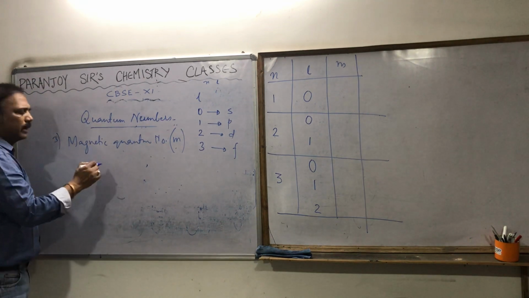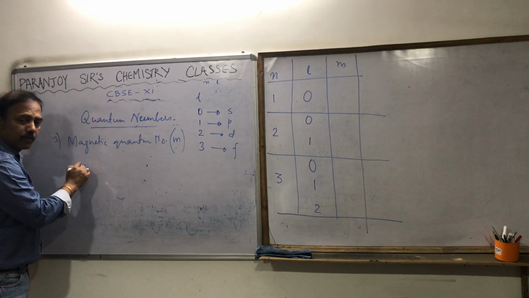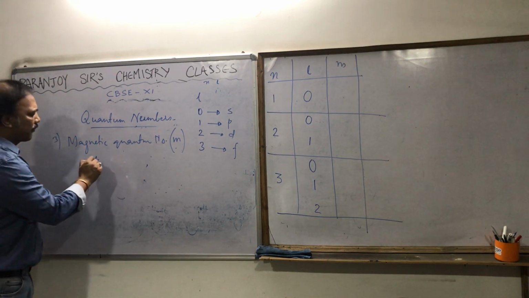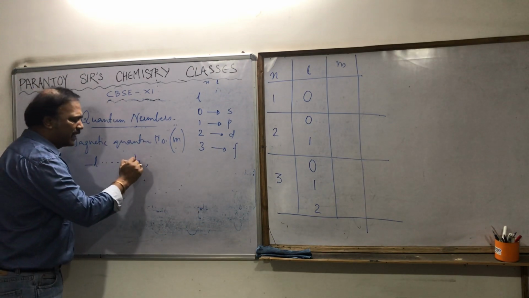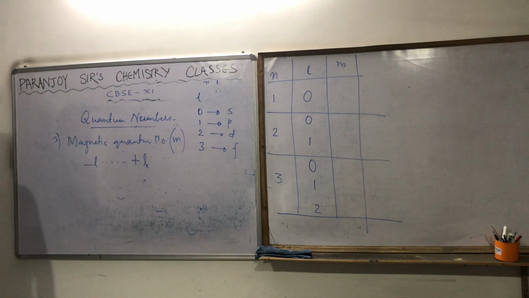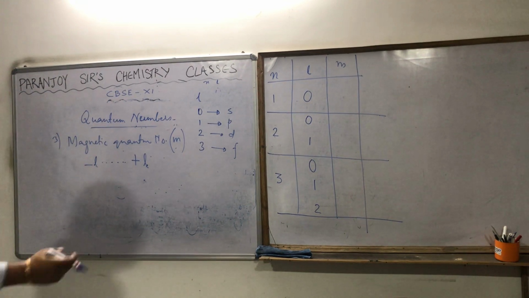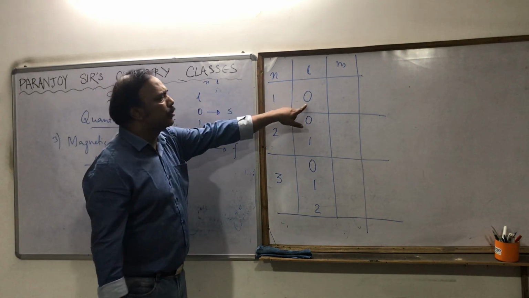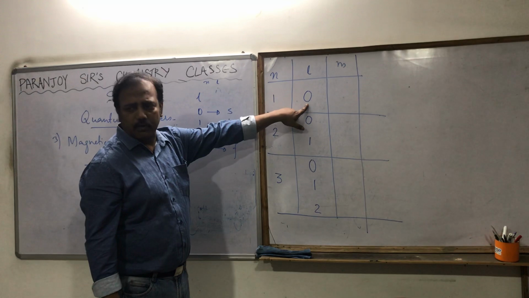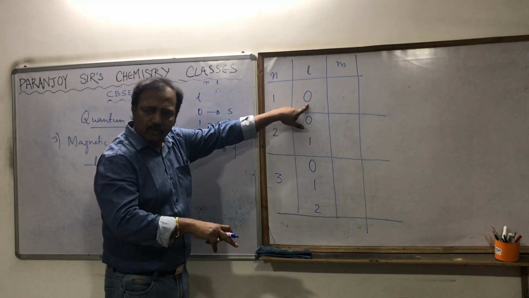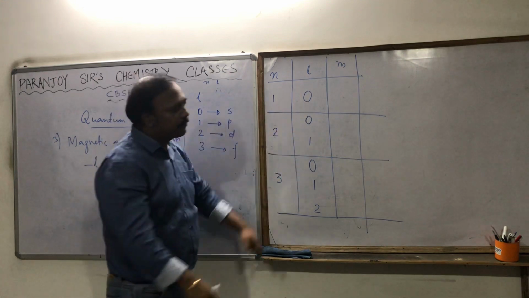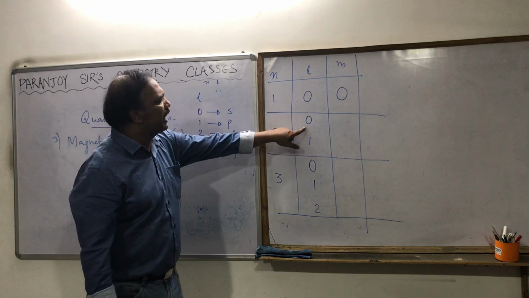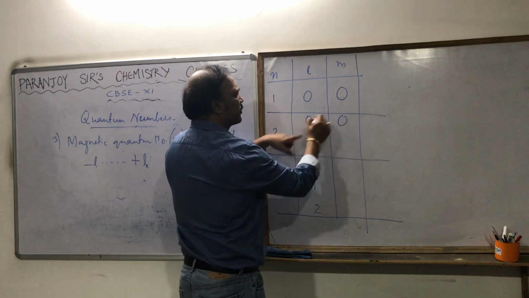It starts from, first let us know the value, then we will know the significance. It starts from minus L, it goes on and it ends at plus L. So if L is equal to 0, it starts from minus 0, ends at plus 0, that means only one possibility and that possibility is 0. So if L is equal to 0, the possibility is 0.